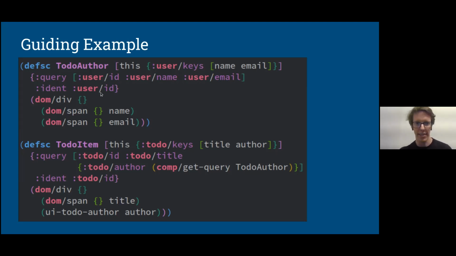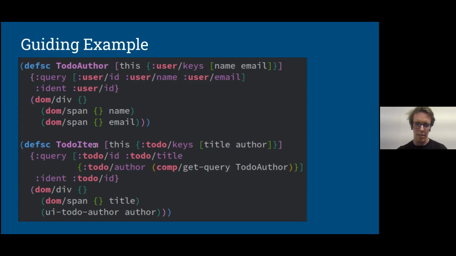It also has an ident. The ident is used to tell you where in the application state the component's props are coming from. So this user ID says this component's data comes from the user ID table, and you can use the user ID attribute from its props to tell you which entity it's rendering.